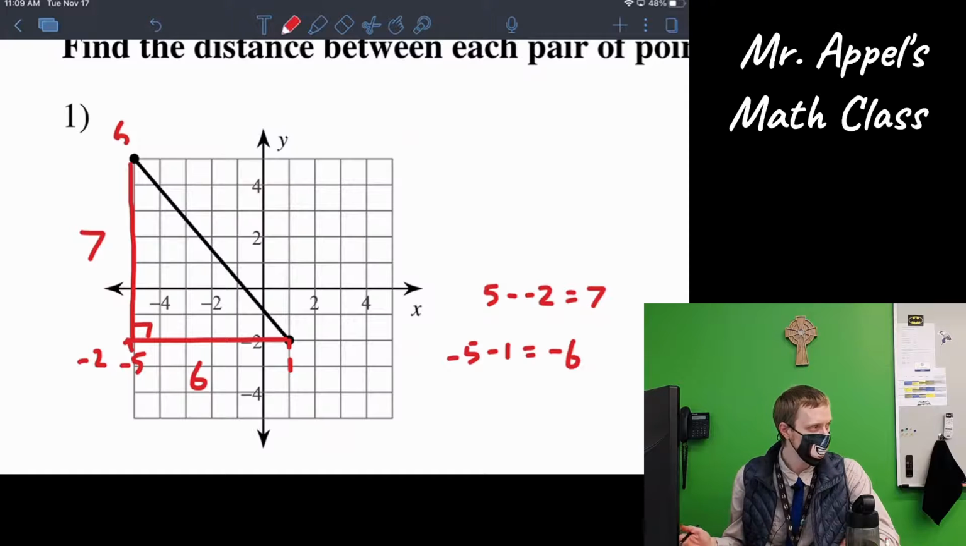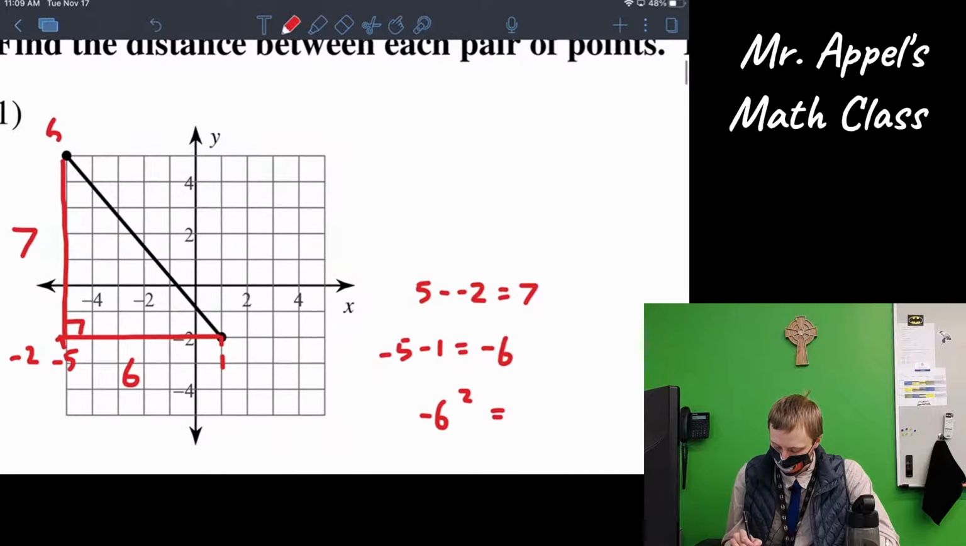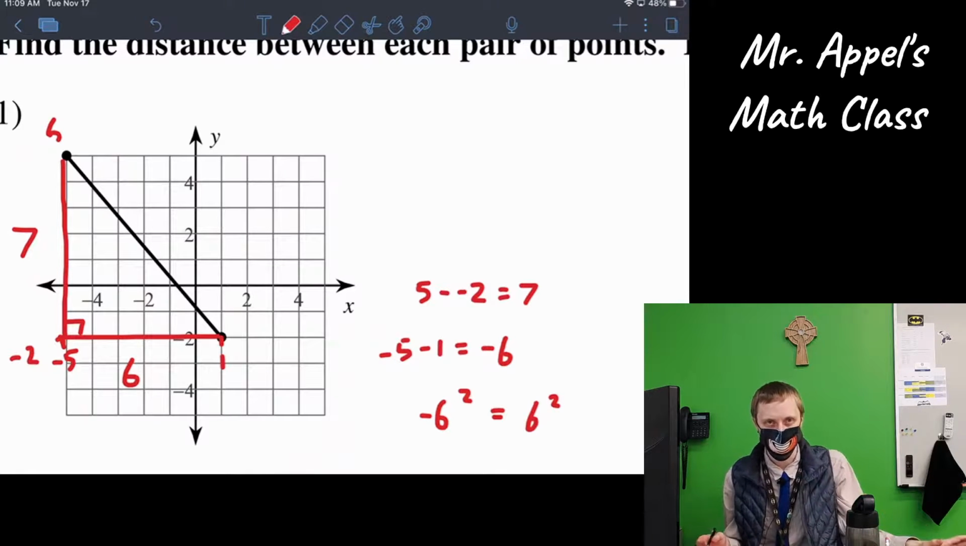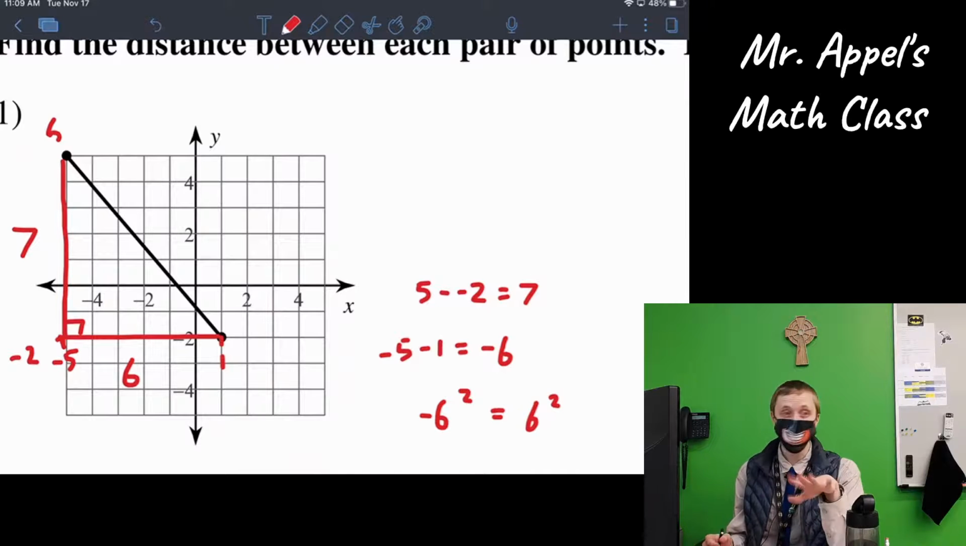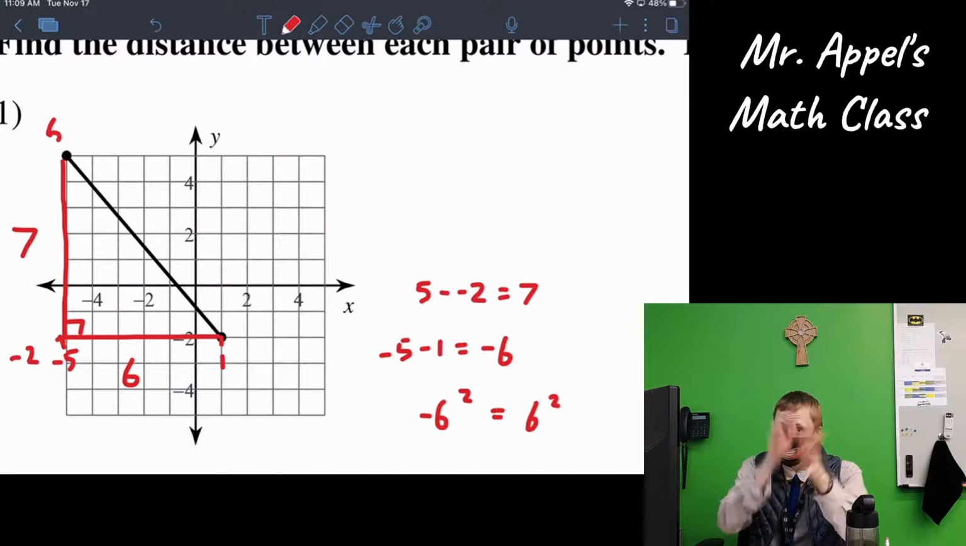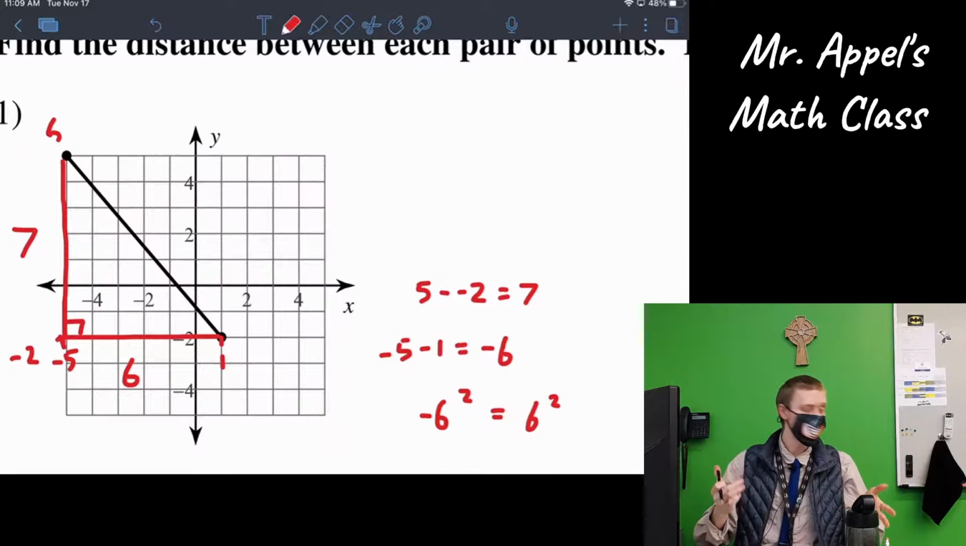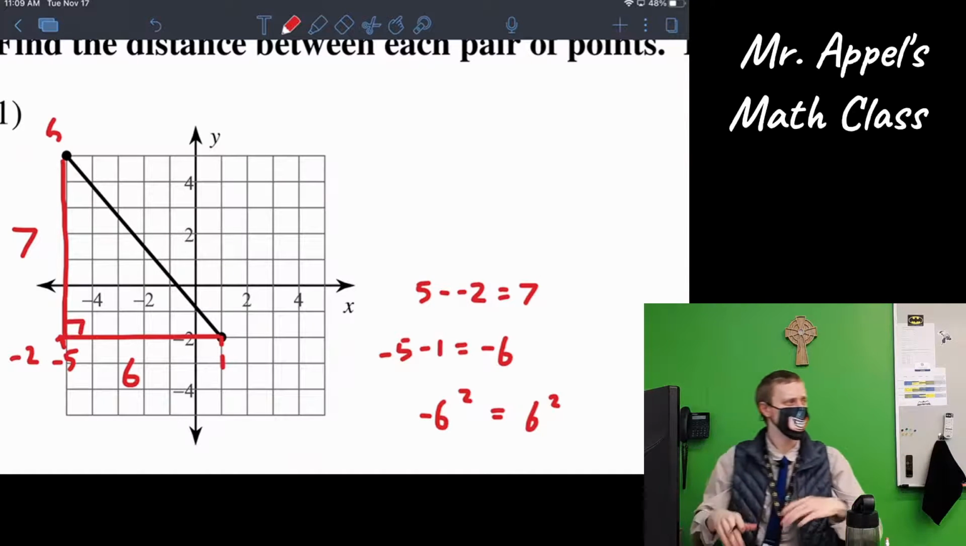Well, okay. Does it really matter which way you go? -6 squared is the same as 6 squared, which is how you have to calculate it anyways, right? So don't worry if one of them ends up negative. Does not matter in the slightest. With slope, it totally mattered. You had to make sure you matched the order on things so the signs came out right. But we're going to square these numbers. Don't fret about that.